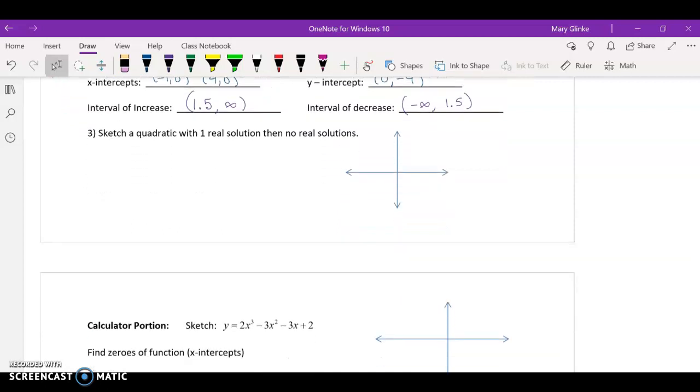So we've seen a graph now with 2 solutions. What would something look like if it has 1 solution? Well, that means it has to have only one x-intercept. So there would be a point on my graph as my x-intercept, and that would be the only one. It would only cross it once. Whereas the next one, no real solutions, means that I can't cross the x-axis at all. I can have no x-intercepts. So this would be something that would have no real solutions. Or your vertex could be above the x-axis and go up.